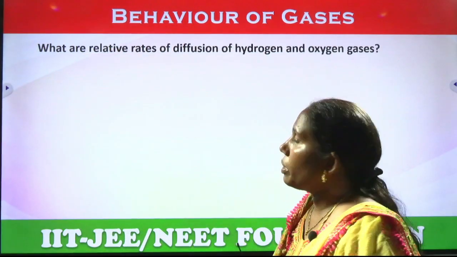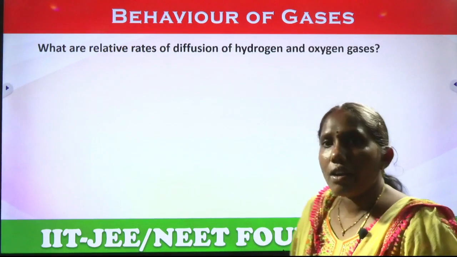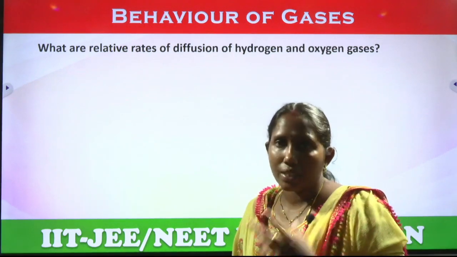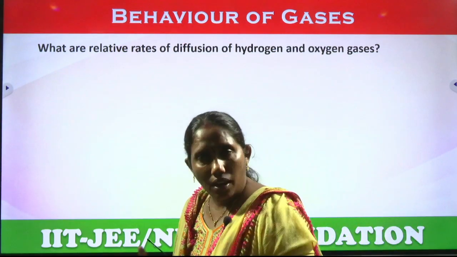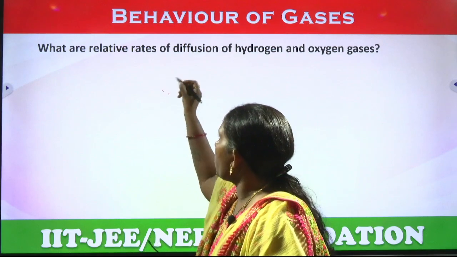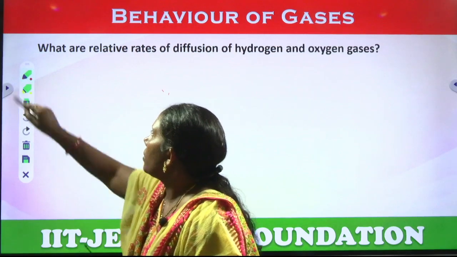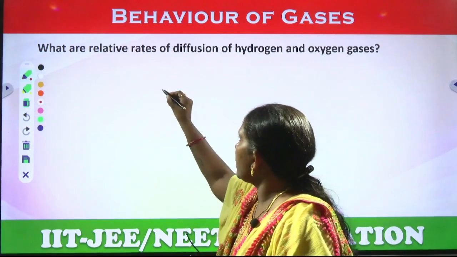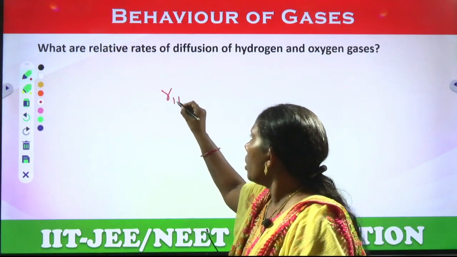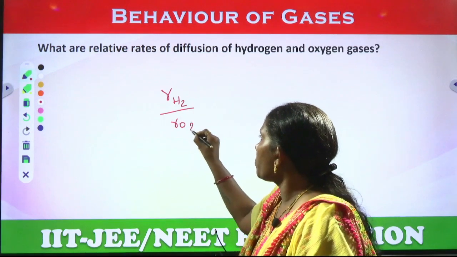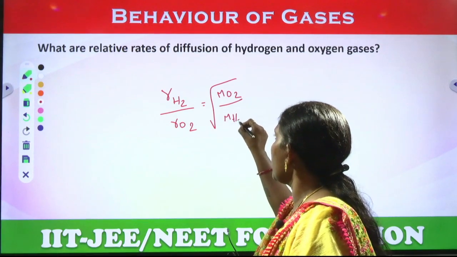One more problem we can see. What are the relative rates of diffusion of hydrogen and oxygen gases? So here they gave two gases. They are asking the relative rates. Relative rates is nothing but asking the relation. So first of all, the relative rates of diffusion of hydrogen and oxygen: RH2 by RO2 equal to root of MO2 by MH2. This will give the relation.